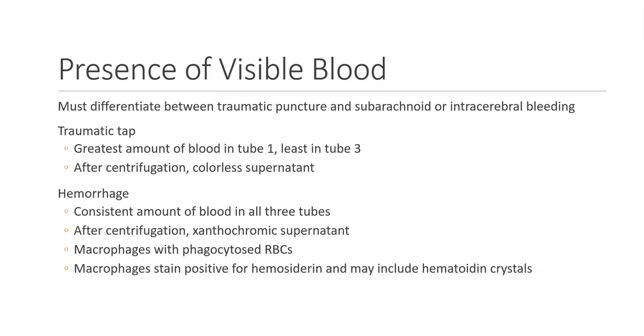If this is occurring and it's consistent with a hemorrhage, then there will be a consistent amount of blood in all 3 tubes. They look identical. There's not a decrease in color from the first tube to the last. After centrifugation, there will be a xanthochromic supernatant. Because these red cells have been in the spinal fluid for a while, they of course will eventually die and they will release their hemoglobin, which then will result in coloration to the CSF. And again, it's not just in the first tube or the second tube, it's in all tubes.